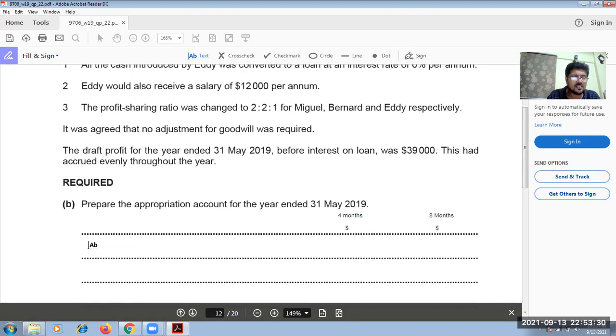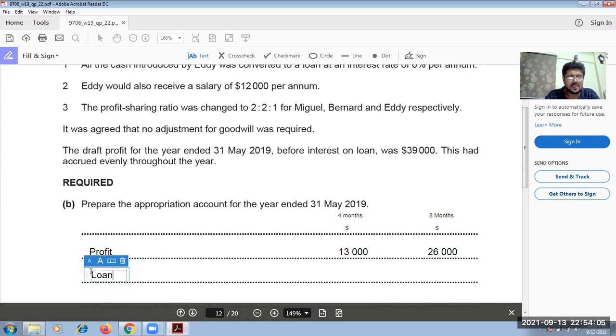Okay. Now see profit. Profit is 39,000 for the year. It means 3,250 per month, and for 4 months 3,250 multiplied by 4. Answer is 13,000. So here profit for 4 months is 13,000. Okay, minus 39,000. So 26,000 is profit for 8 months. Done?